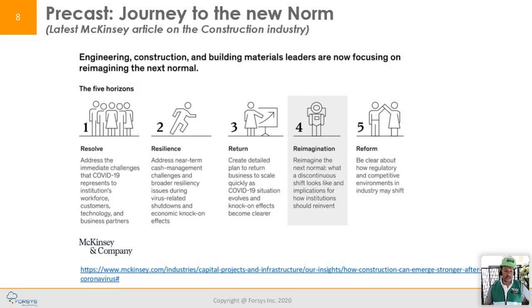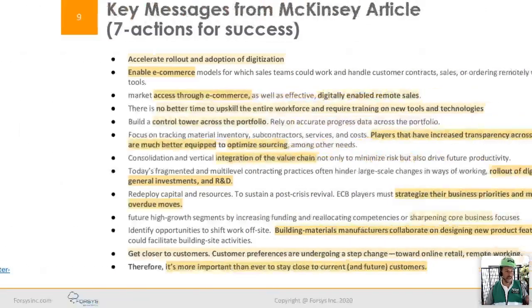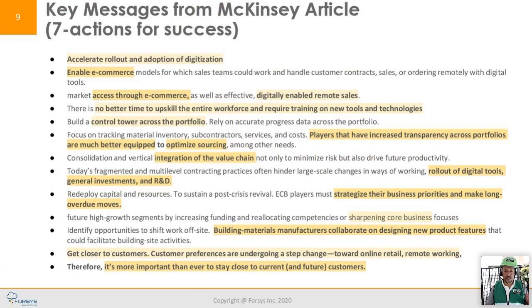Now, for this next slide, I do not want you all to try to read this, because this is an eye chart. I hate slides that come at me this way, but I do want to talk about the things that I think are important. There's an article that came out from McKinsey, and it talks about 7 key actions of success. I'm just going to highlight the bolded letters up here. Accelerating and changing the way you do business in a post-COVID world is really highlighted by the key points about accelerating rollout and adoption of digitalization. I'll try to say that 5 times. And enabling e-commerce.